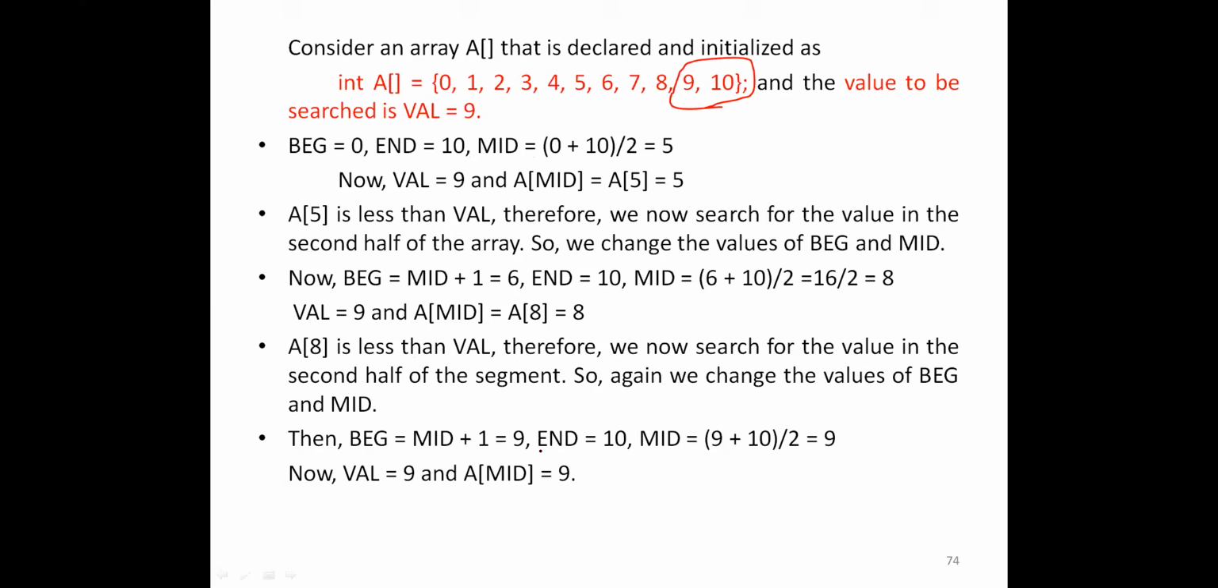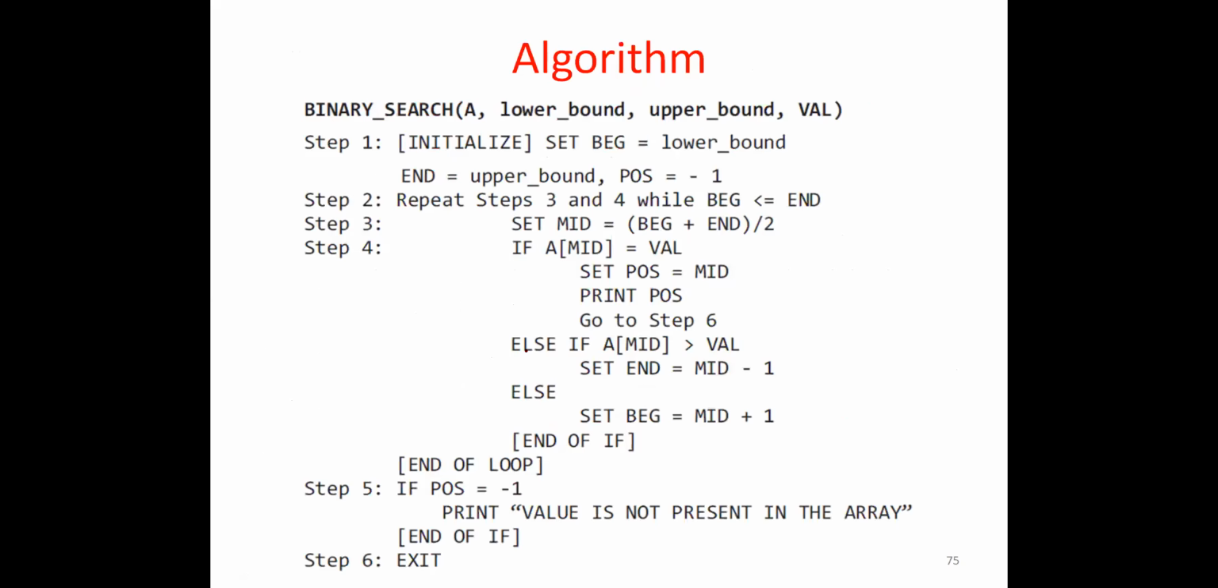And the end is the same. End will not change, right? Then again 9 divided by 2 gives 18, so 9. So now the middle value is 9. I calculate the 9, then I will match it with the searching value. Now it matches. So now I will return the index where the match is found. This is how binary search works.